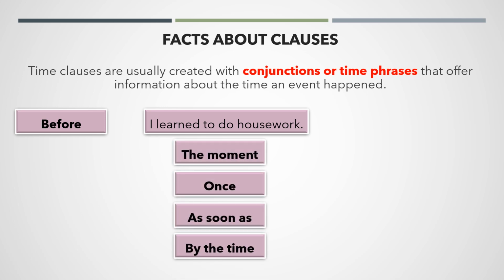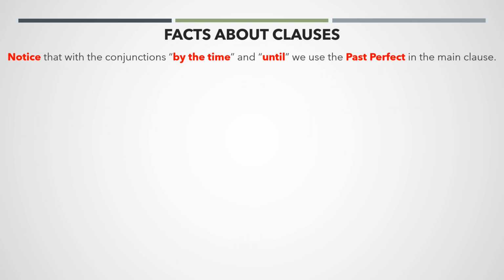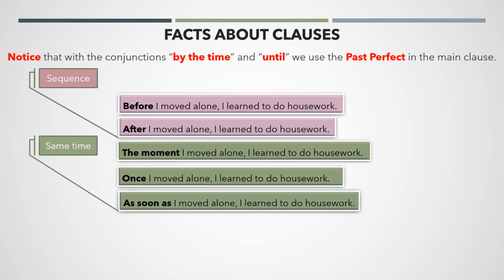Another time that we can express is at the moment, right now, or immediately after, just like in the examples here of these conjunctions or time phrases: the moment, once, as soon as, or by the time. And these conjunctions, after and until, express that the event was done later. Now, another fact is that before and after express the sequence in which events happened. Another thing that they express, as I said before, is at the same time.